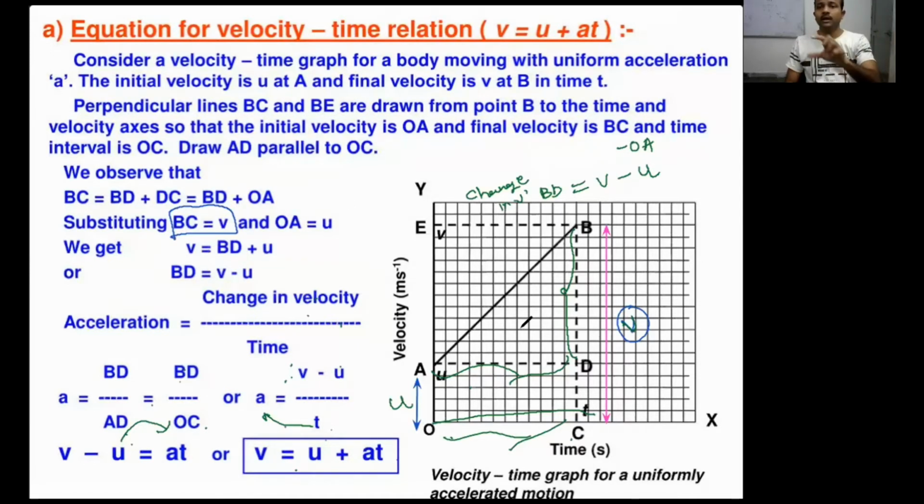How are we getting this? From the BD value, change in velocity, and the AD value, BD by AD will give you acceleration. Acceleration equals change in velocity, which is BD, over change in time. So within time T, the velocity changes by V minus U, right? So change in velocity by time will give you the acceleration. This is the first equation of motion. So move on to the next one, the second equation of motion.